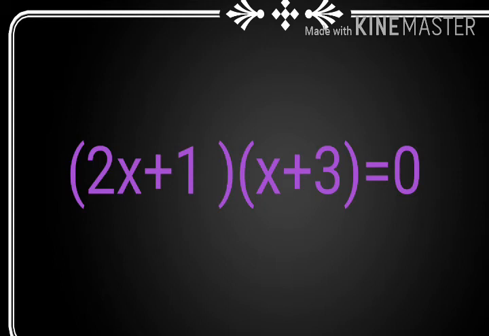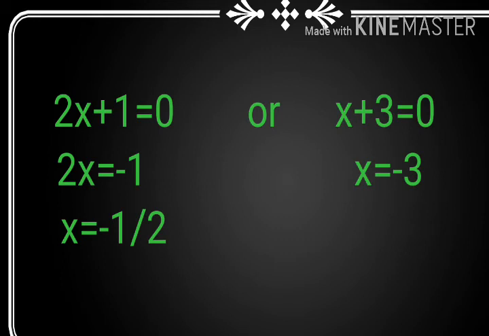Then we can equate them to 0. So x plus 3 equals 0, so x equals negative 3. 2x plus 1 equals 0, so 2x equals negative 1, x equals negative 1 by 2.